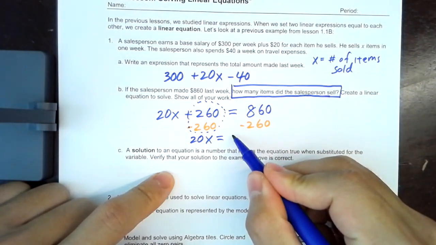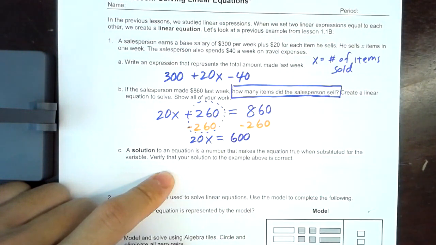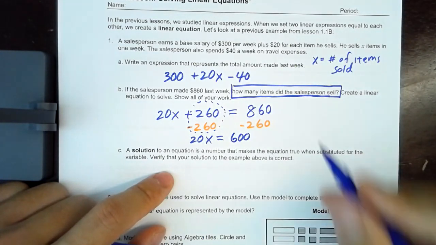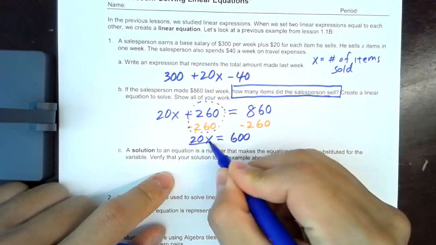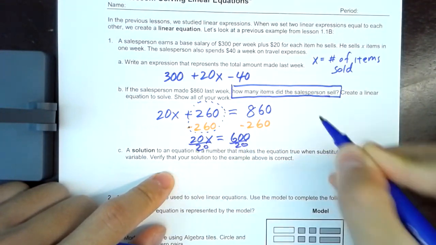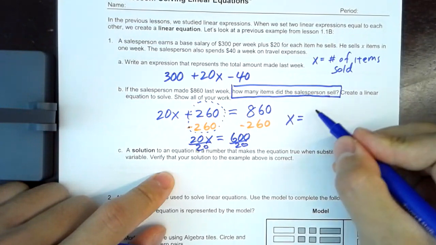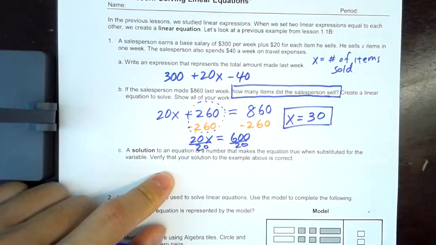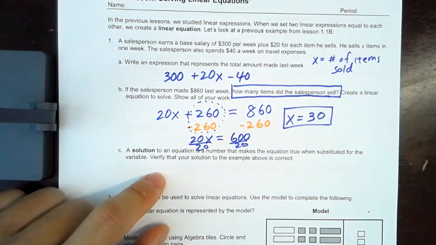860 minus 260 is a clean 600, and you think, okay, so I make $20 an item, and I made $600. So you can already kind of do the math, and you realize that your x is going to equal 30, because 600 divided by 20 is 30, right?